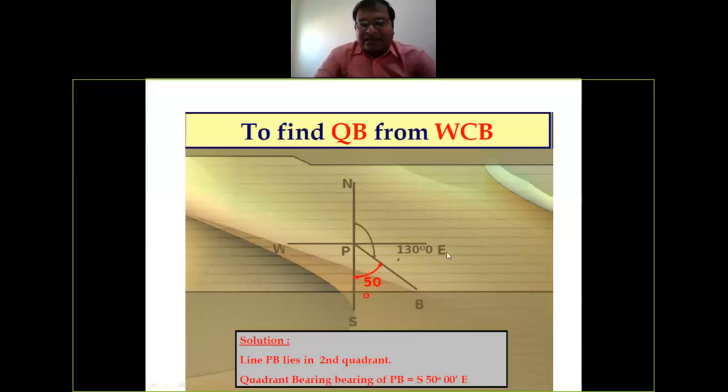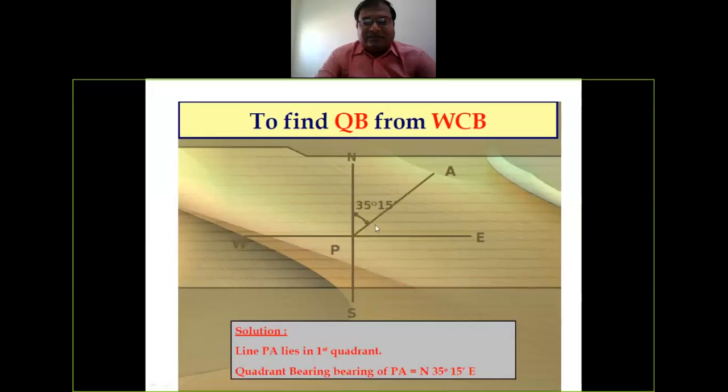Now, do you think we have to remember that table? No need to remember that table. You can just calculate using this diagram also. RB is equal to 180 minus WCB. Here you can judge from the figure. 180 minus 130, what is the difference? 50. But you have to write this value this way: south 50 degree east.